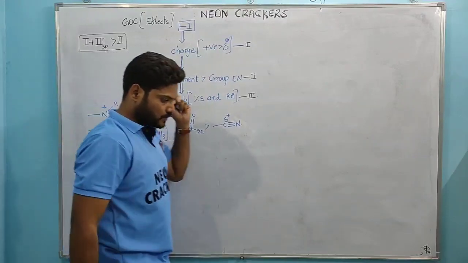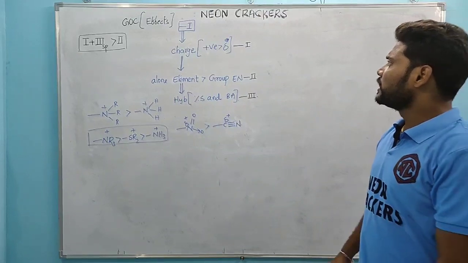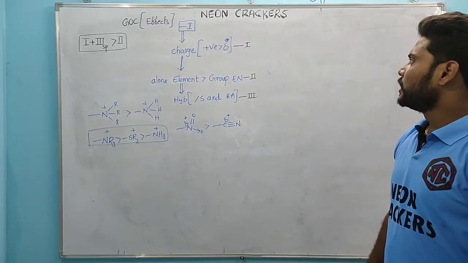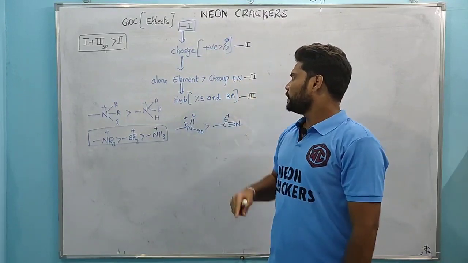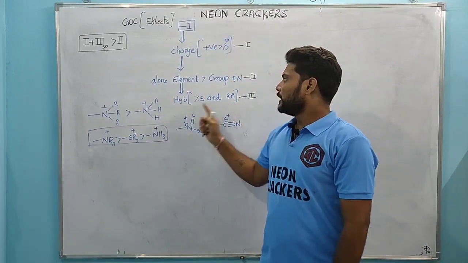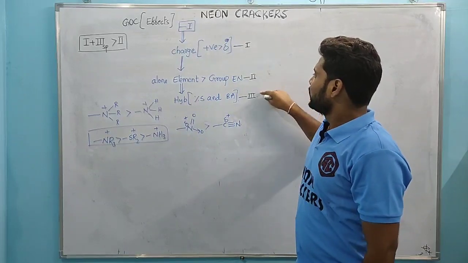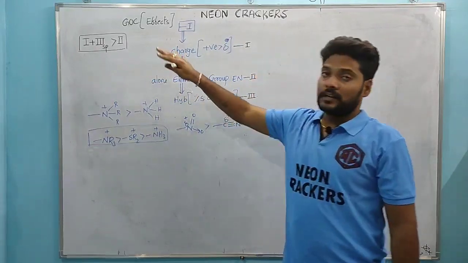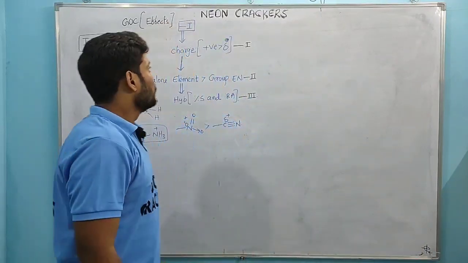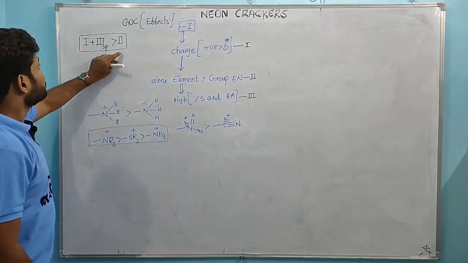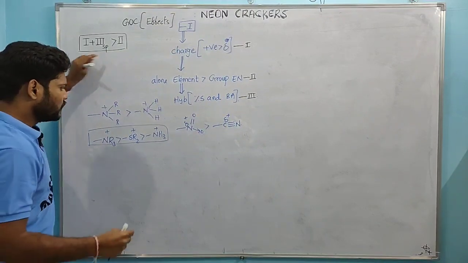Observe it. Rule number 1 is about charge, positive charge. Rule number 2 is electronegativity, element or group element. The third one is hybridization. So if you observe rule 1 and rule 3 together, including sp character, then that is more than the second one. What does it mean?